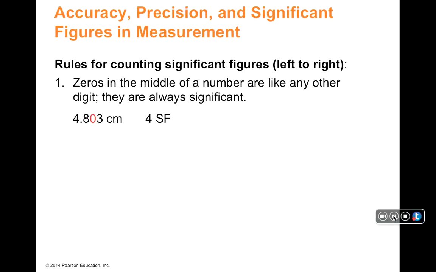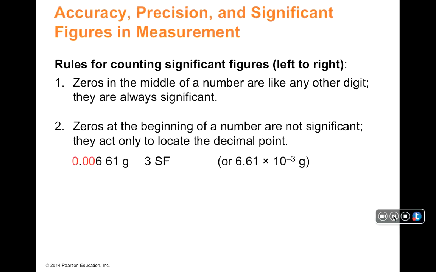So here are our rules for counting significant figures. Each rule follows with an example for you. Zeros in the middle of a number are like any other digit. They're always significant. So 4.803 centimeters contains 4 significant figures.